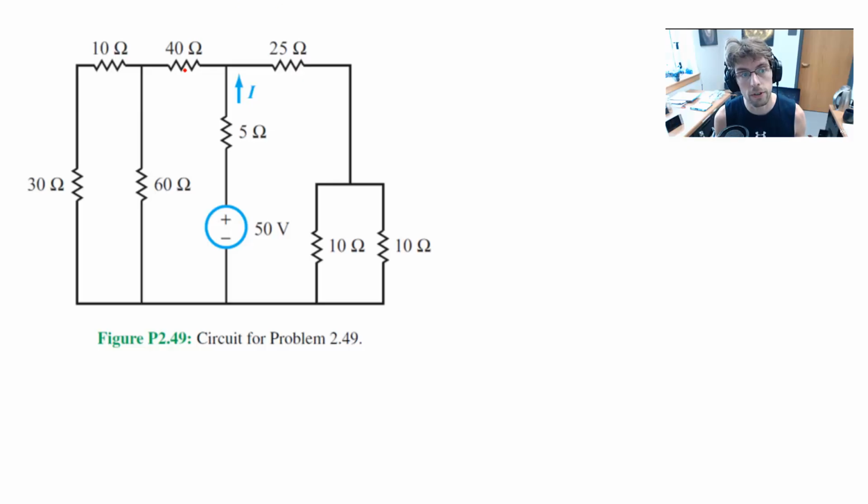It's asking for the current running from the battery. We could probably just find the current through all of the resistive elements. So go ahead, take a minute, see if you can at least get to the point where you write down all of the equations.